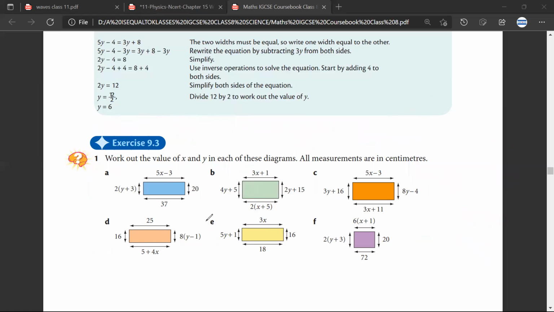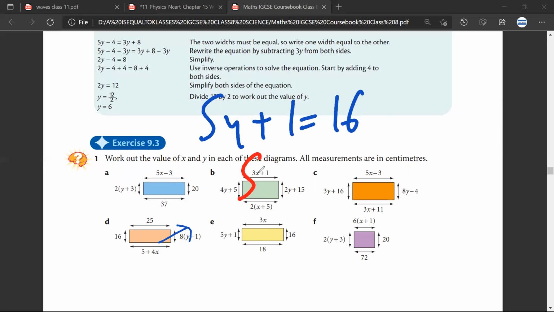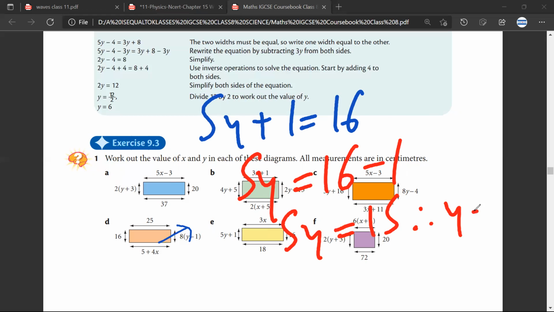No, sir. How do I do E part? So 5y plus 1 equals 16. So plus 1 will become minus 1 on the right hand side. So 5y equals 15. And then y equals 15 upon 5. So y is 3.